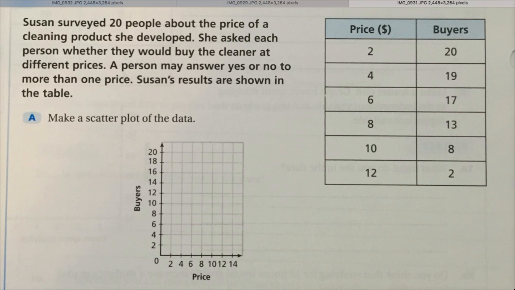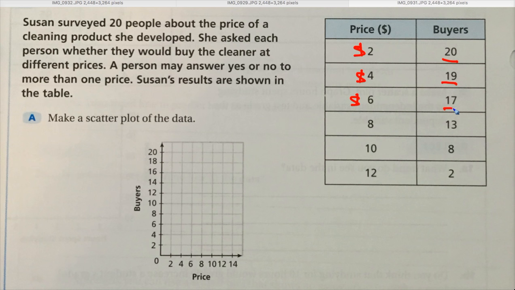Okay, so what's happening in our table? What's happening in our table is that when the price was $2 of her product, she got 20 people to purchase it. When her price was $4, 19 people purchased it. When her price was $6, 17 people purchased it. So that's how this table is going.